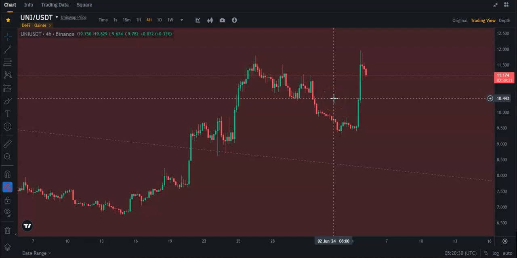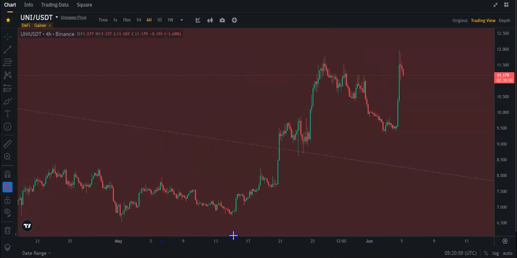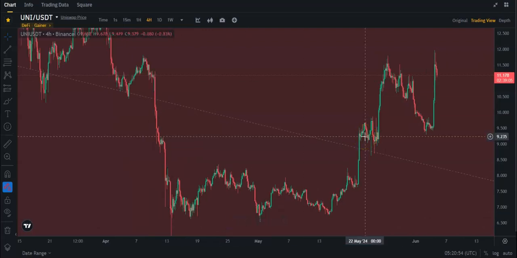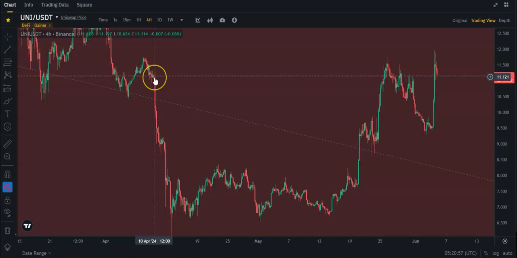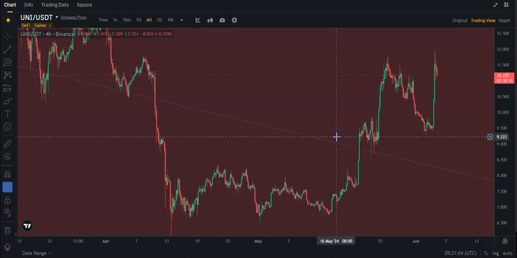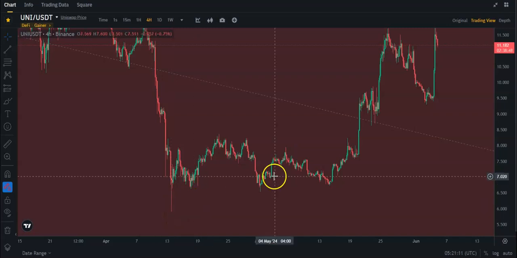Hey guys, let's take a quick look at UNISWAP. In the past day or so, we've gotten quite a large pump. You can see after the SEC sued UNISWAP, it fell down pretty quickly and violently. From about April 10th, it fell down and hit a low a little bit above 590, 592 or so.